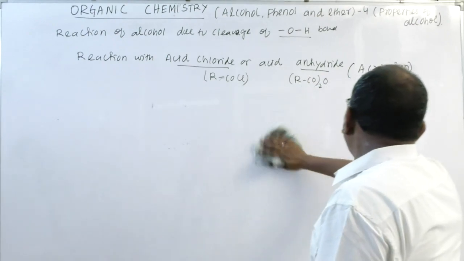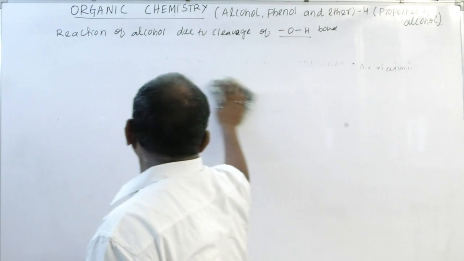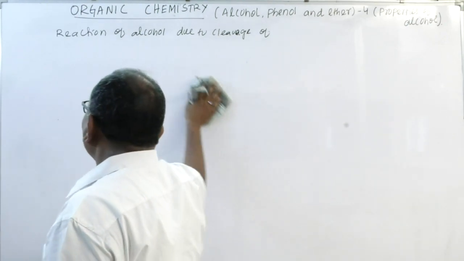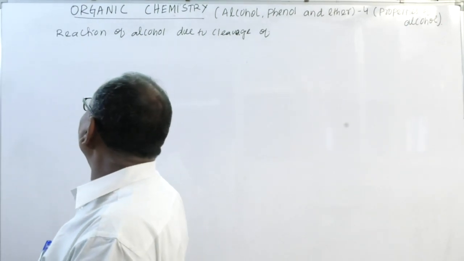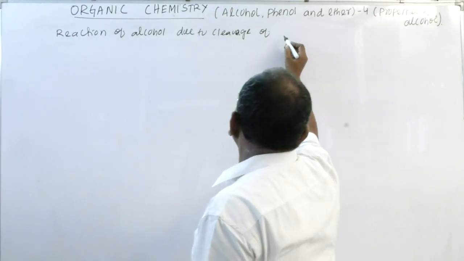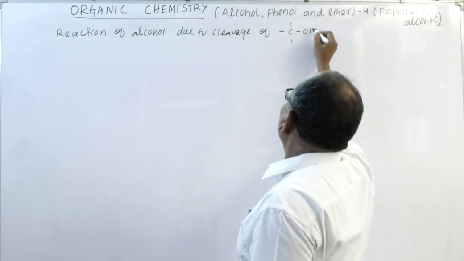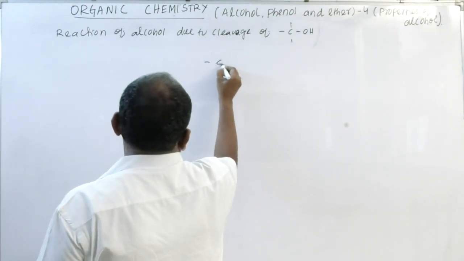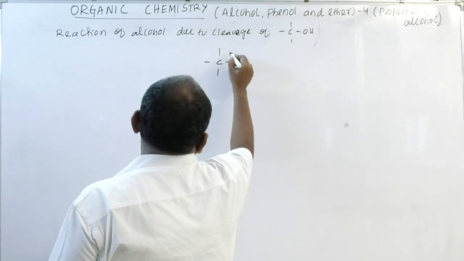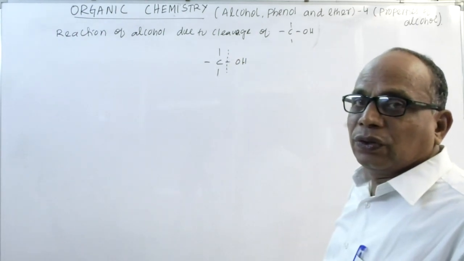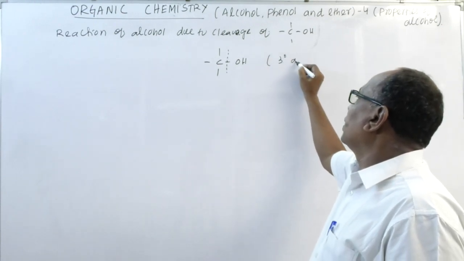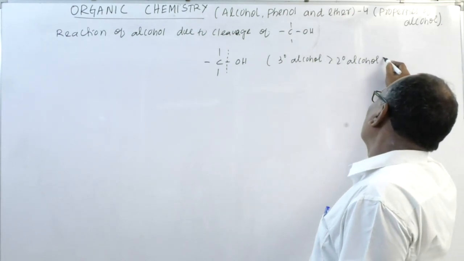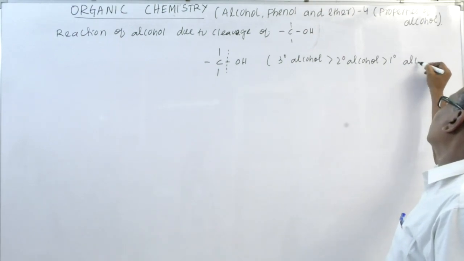Next, these are the reactions of alcohol due to the cleavage of which bond? Oxygen-hydrogen. Now we come to another one: the reactions of alcohol due to the cleavage of which bond? Carbon-oxygen. So during the cleavage of the carbon-oxygen bond, the reactivity order is: tertiary alcohol is more reactive than secondary alcohol, which is more reactive than primary alcohol.